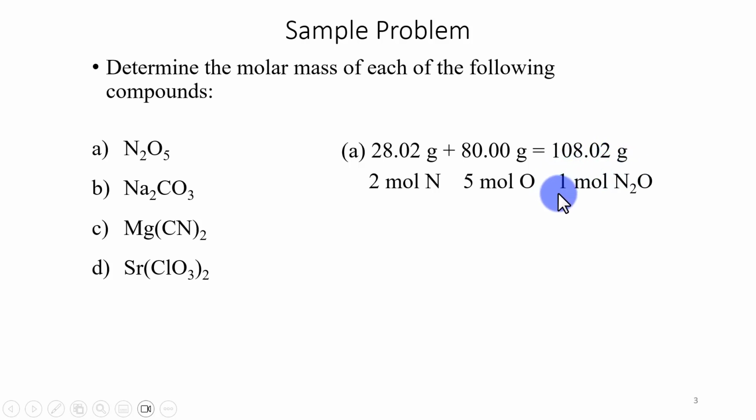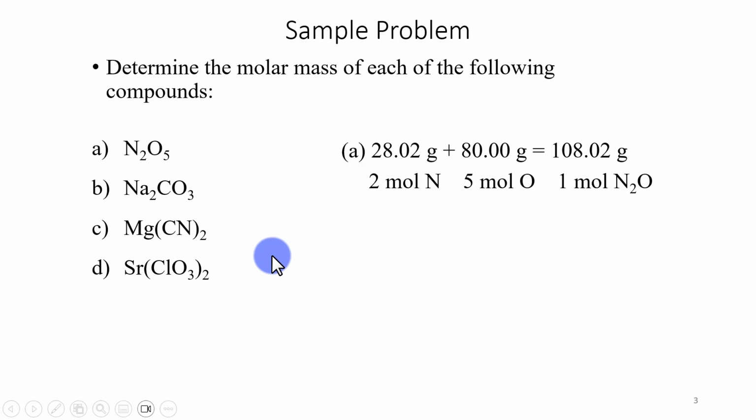And then the last step is adding these two together, giving you 108.02 grams. And that is how much 1 mole of N2O5 weighs. Oops, I'm missing a 5 here. I'm going to fix that, by the way.